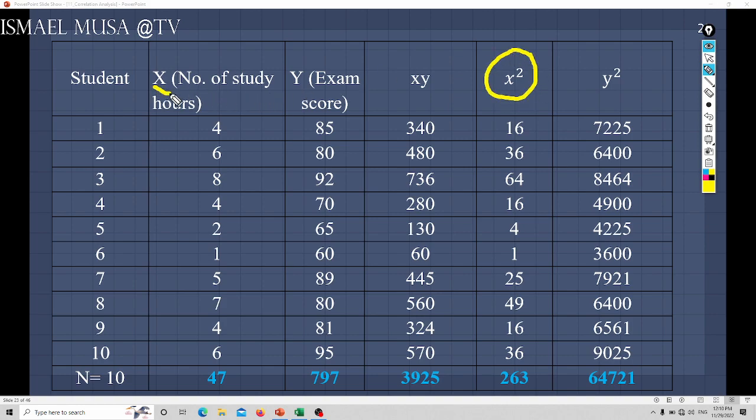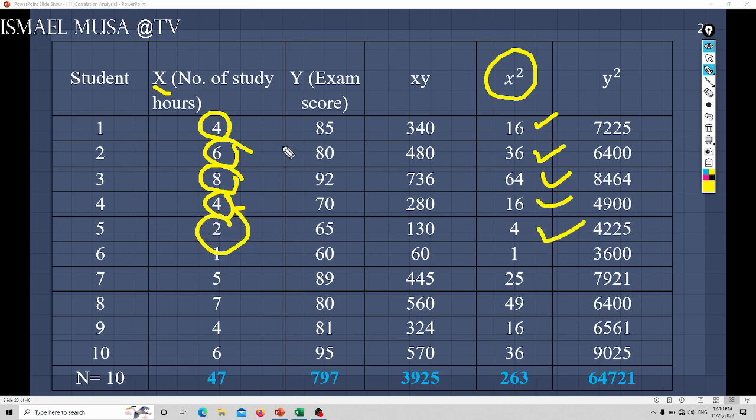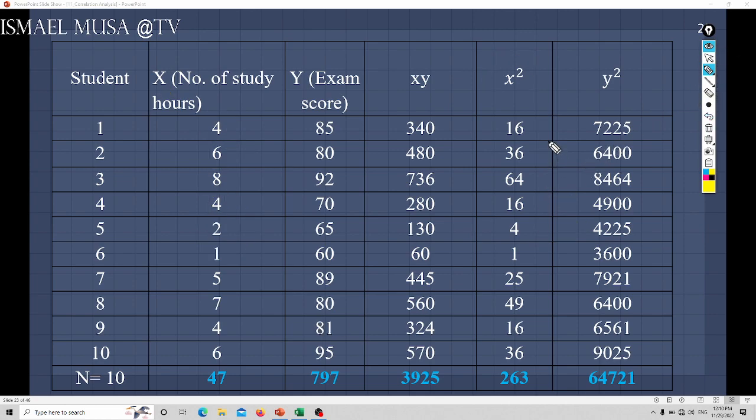No, that is X. Take the square of it, meaning 4 times 4. Here, 4 times 4 is 16. 6 times 6 is 36. 8 times 8, 64. Or we say 4 square. 4 square is 16. 2 square, 4. Alright? So complete such. Then take again the sum of this. So you have 263 as your summation X square. You follow? Okay, very good, class.